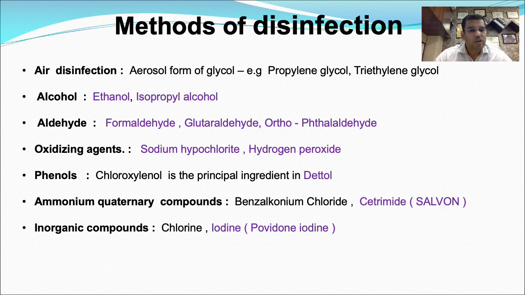phenols like chloroxylenol, which is the primary ingredient present in Dettol. Quaternary ammonium compounds like benzalkonium chloride and cetrimide solution, that is commonly called the Savlon solution, that is present in your OPDs. Inorganic compounds like chlorine and iodine, that is povidone iodine, which is very effective in high level disinfection.